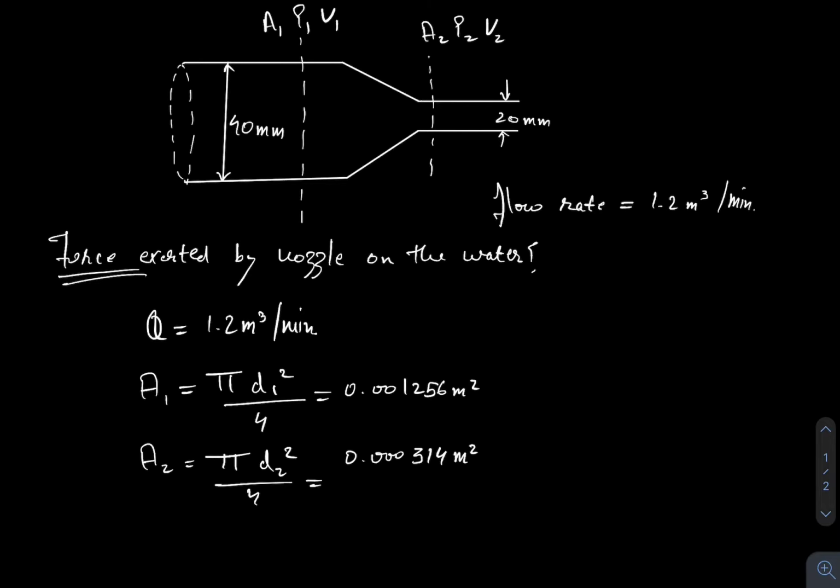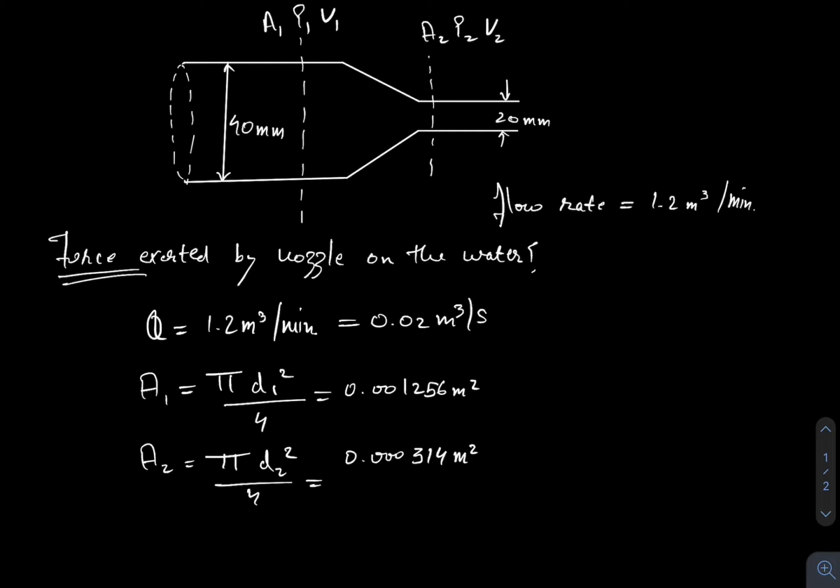The flow rate given to us is 1.2 meter cube per minute, which is also equal to 0.02 meter cube per second. We have converted meter cube per minute to meter cube per second. 1 minute is equal to 60 seconds, so we divide 1.2 by 60, which comes out to be 0.02.